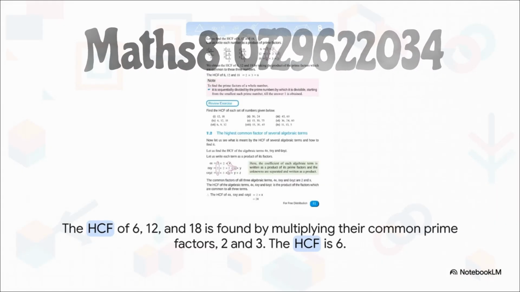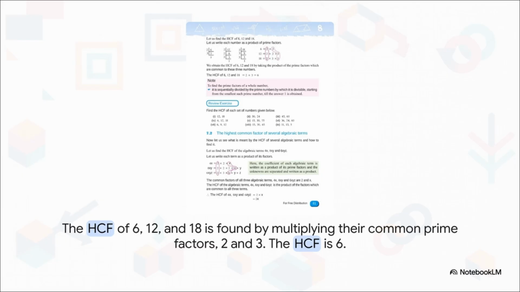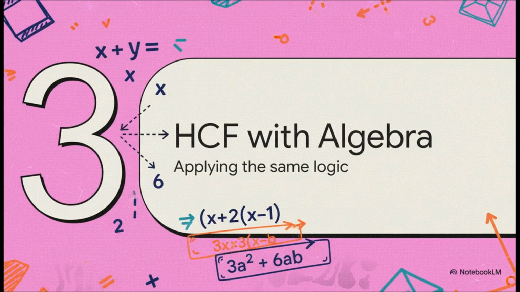Let's look at a quick example with 6, 12, and 18. When we break them all down, what do we see? Well, they all have a 2 in them, and they all have a 3. Those are their common ingredients, so we just multiply them, 2 times 3, and that gives us our HCF, which is 6.